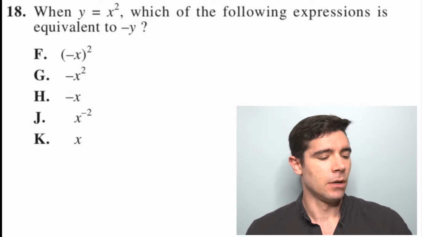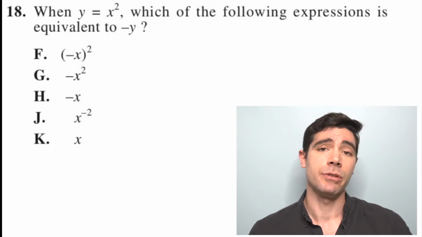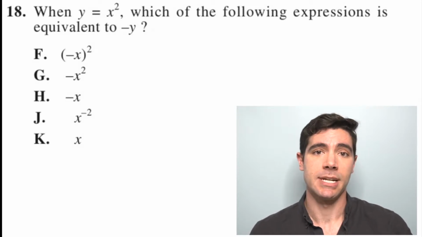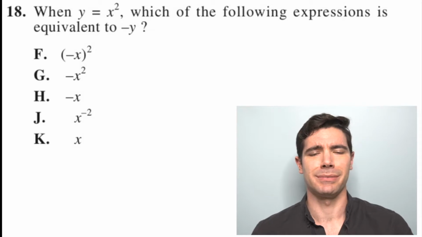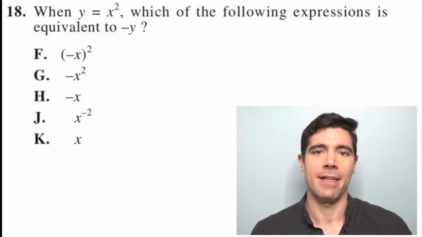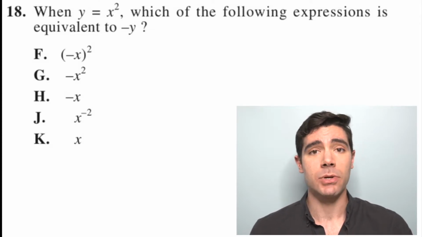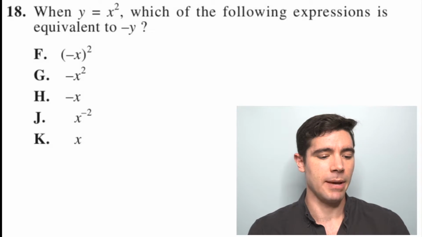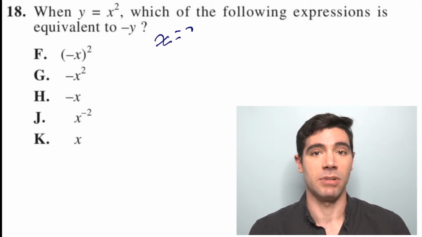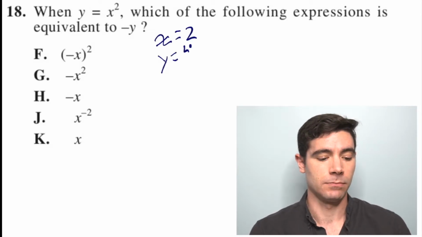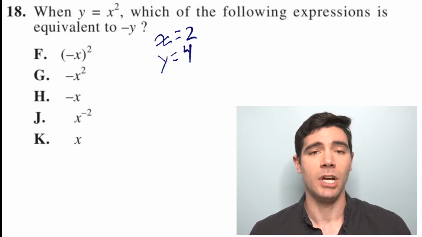It reads, when y equals x squared, which of the following expressions is equivalent to negative y? Okay, well, they're trying to make this super hypothetical with all their letters in the midst of math. I don't want to do it that way. I would like these to just be numbers. So why don't I choose some numbers? How about x is 2, and therefore y would be 4. 2 squared is 4. All right, sweet. So negative y, I suppose, would be negative 4.